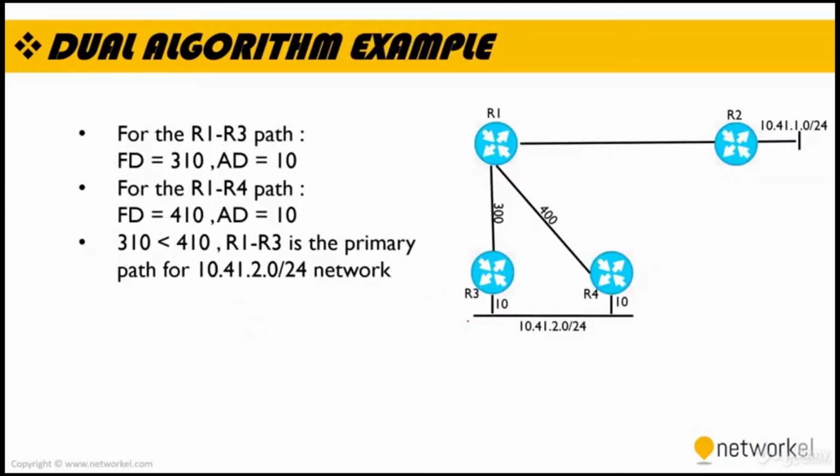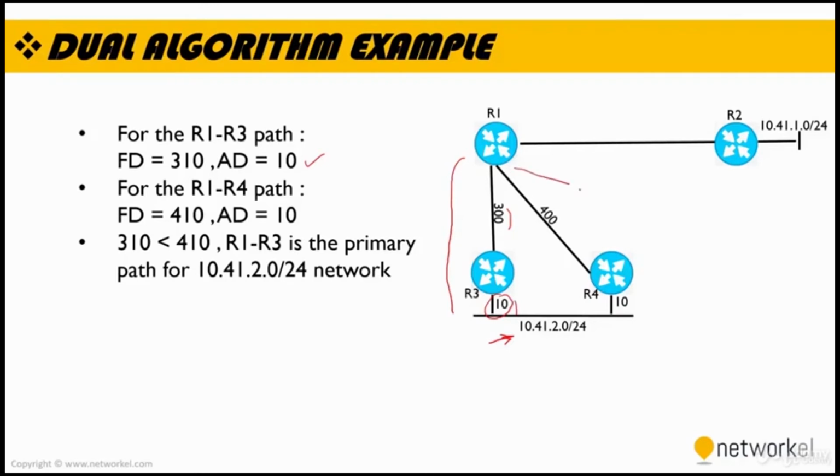And here is the example of the DUAL algorithm. We are going to check the feasible distance and advertised distance on our example. For this path, to reach this network, our feasible distance is 300 plus 10, and that's 310, as you can see. But the reported distance, I mean the advertised distance, which shows the distance of our neighbor, is 10.